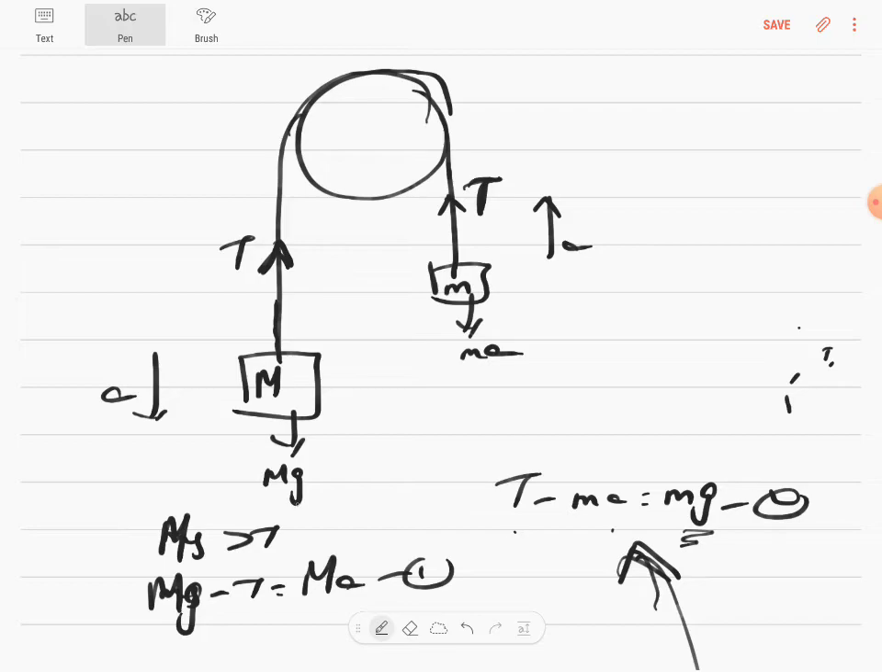So you know you can substitute in mg minus T is equal to capital M into a, and you can just substitute and find out. Like that you can do many sums.